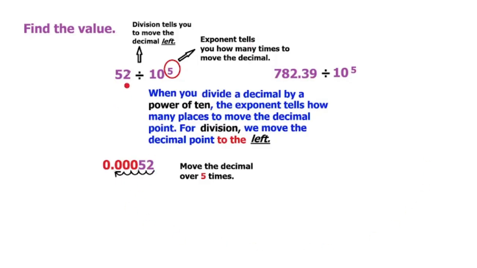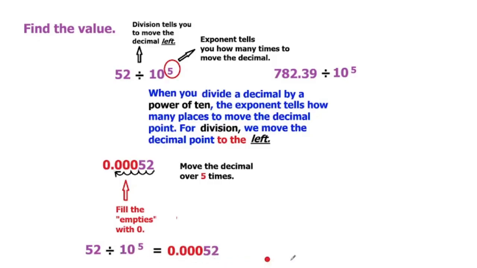So 52 has a decimal at the end. This might look like a whole number, but all whole numbers have an imaginary decimal at the end. And we just take it and move it left 5 times. 1, 2, 3, 4, 5. So we fill in the empties with 0. There wasn't anything here before, so you just fill them in with 0. So the answer to 52 divided by 10 to the 5 is 0.00052. Now let's do the next one.